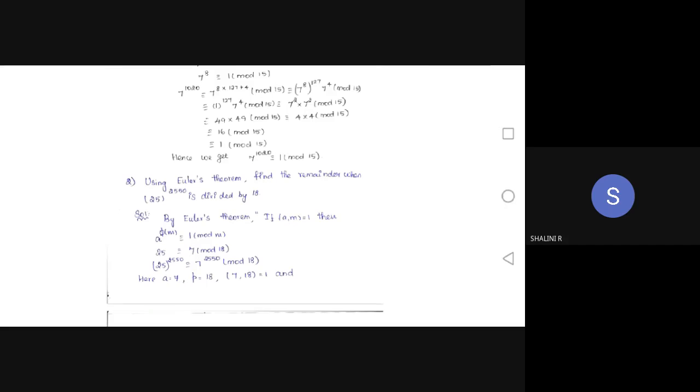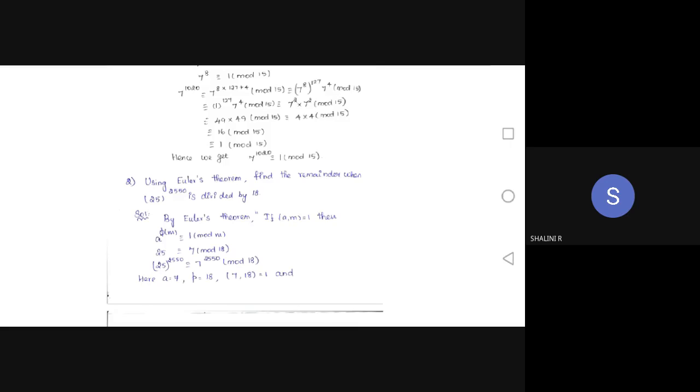So look at the second problem. Using Euler's theorem, find the remainder when 25 to the power 2550 is divided by 18. Okay. So it is clearly given in the question: using Euler's theorem. At the time you have to remember the statement of Euler's theorem. The statement is: if A is relatively prime to M, then A to the power phi of M is congruent to 1 mod M.